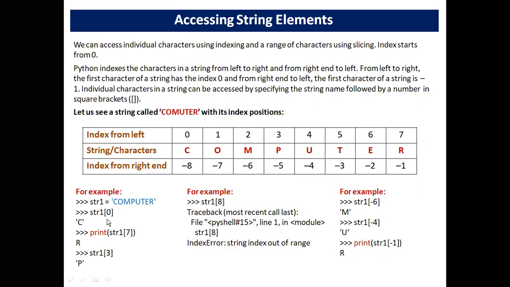str1 is equal to "computer". So str1[0] means the element at the 0th position, and square brackets are used to access the elements of the string. The 0th position is C. Similarly, you can see the 7th position is R, and at the 3rd position we have P. Now, if I talk about the 8th position here, it is going to give me an index error because this index number does not exist in the string. Similarly, you can do it with negative numbers also. -6 is going to give you M, and so on and so forth.